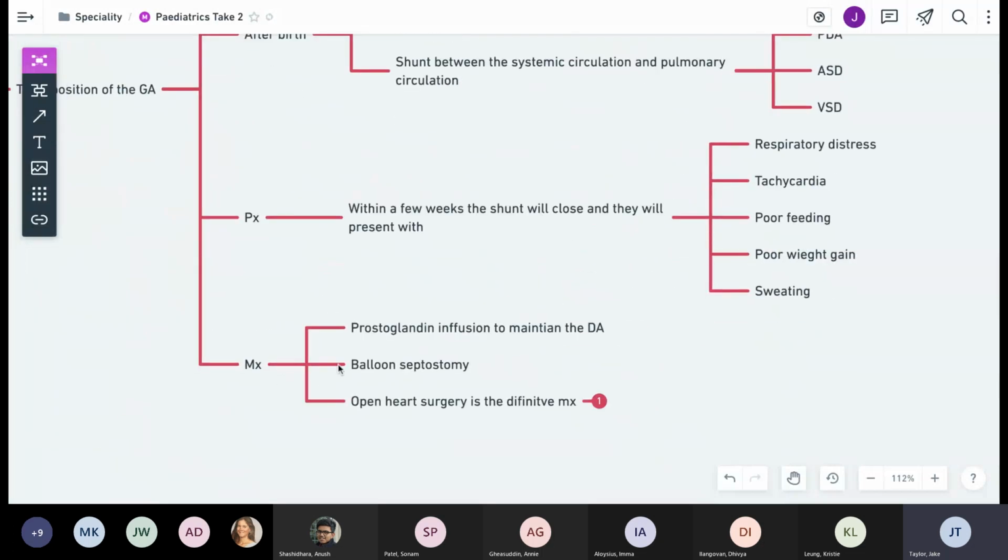So we're going to give a prostaglandin infusion to maintain the ductus arteriosus. We're going to do a balloon septostomy, to open up the gap between, I think it's between the ventricles, but I might be wrong. And then open heart surgery is the definitive management. It's called an arterial switch, and I have no idea exactly what it is, but that's what they do. I presume it means that they just switch around the arteries, the big vessels, and allow these babies to properly function.